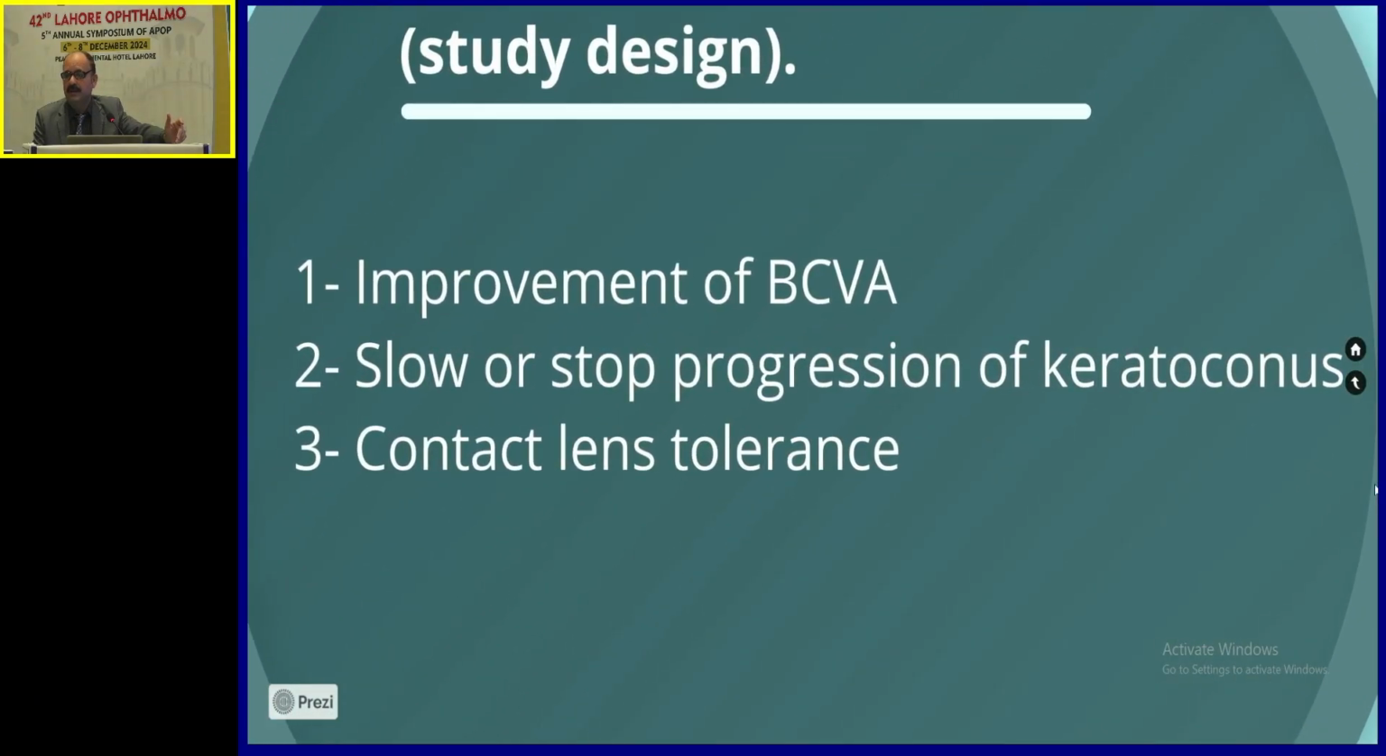So what is our basic aim? We want to have some improvement of the best corrected visual acuity. We want to slow or stop the progression of the keratoconus, and of course improve contact lens tolerance.